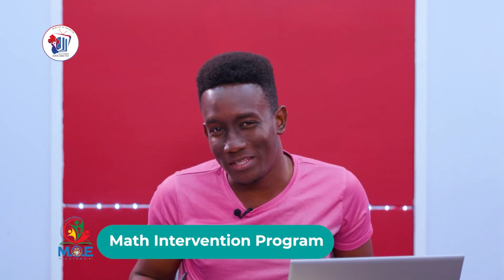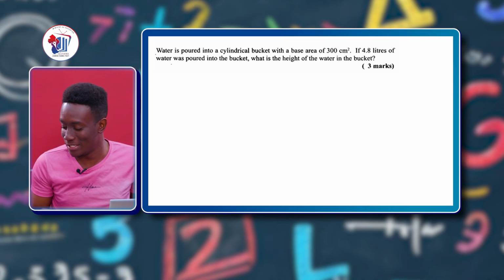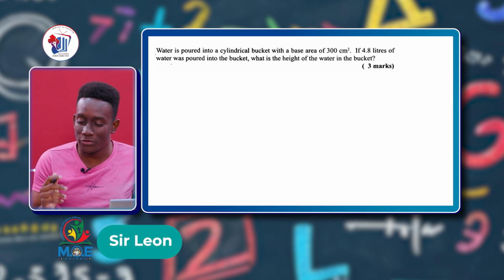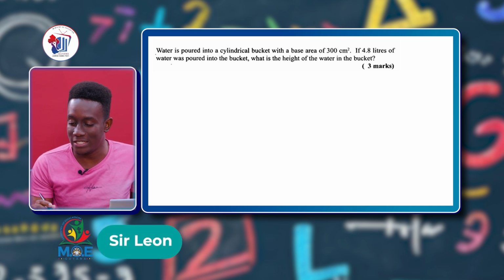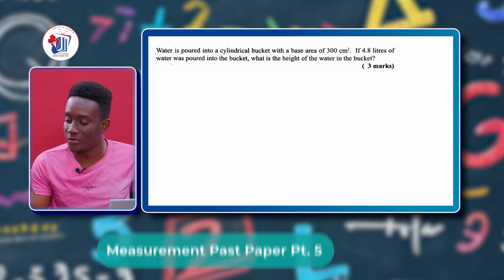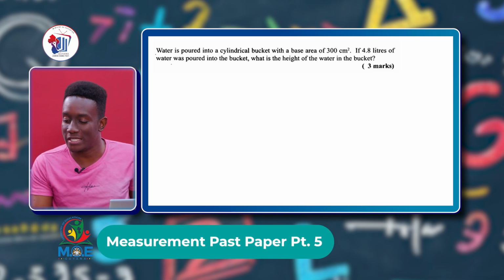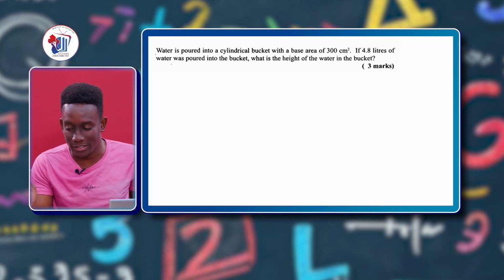In this video, I will be tackling a measurement question. So let's head straight into this question. The question says, water is poured into a cylindrical bucket with base area of 300 cm squared. If 4.8 liters of water is poured into the bucket, what is the height of the water in the bucket?